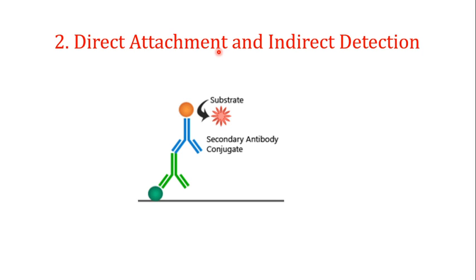The second type is known as the direct attachment and the indirect detection. As you can see, your antigen is directly interacting with the surface of the microtiter plate. So the attachment is direct. As you are using two antibodies for the detection, the detection is indirect. The primary antibody interacts with your antigen, and the secondary antibody interacts with the primary antibody, thereby giving you the detection of this antigen indirectly. Therefore in this scenario, the ELISA is the direct attachment and indirect detection ELISA.